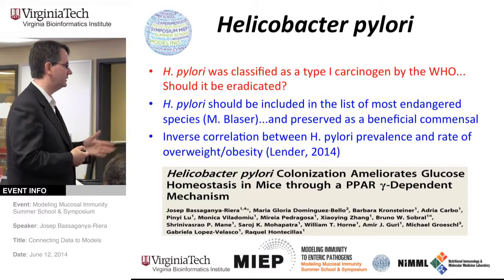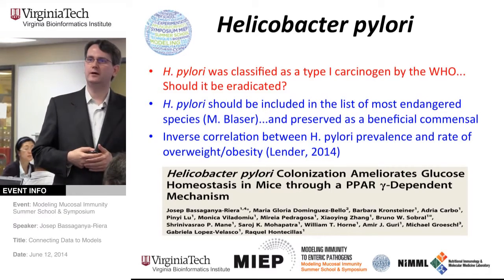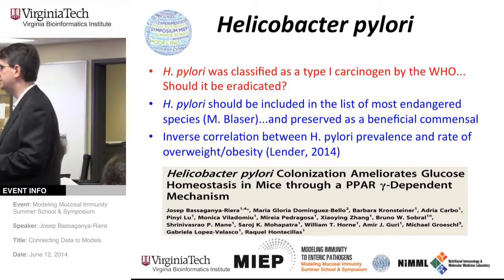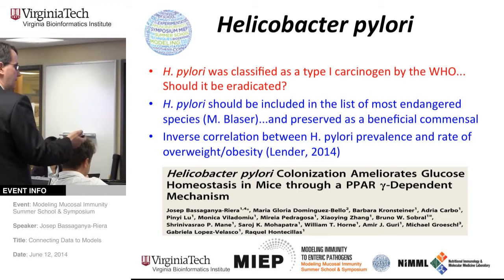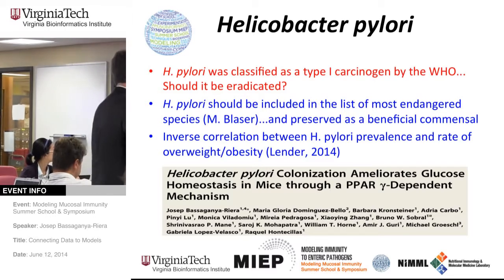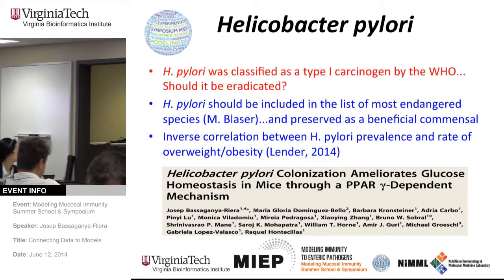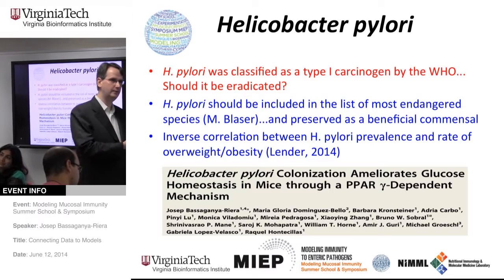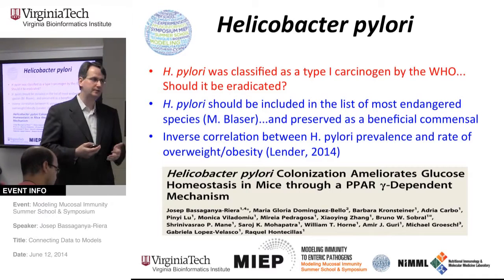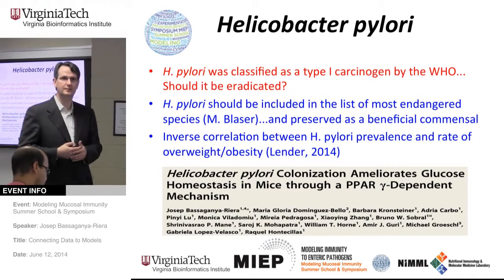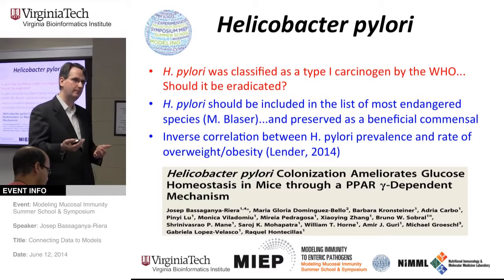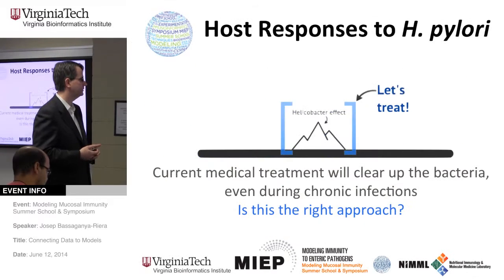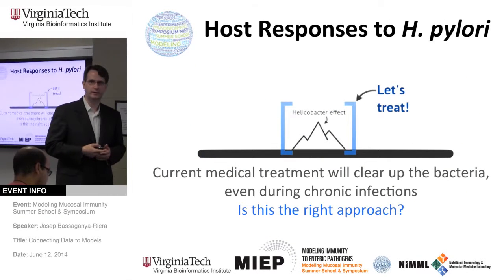And Adri alluded to a study that we conducted in mice showing that H. pylori colonization ameliorates glucose homeostasis through a PPAR gamma dependent mechanism. So H. pylori, particularly a type A negative strain, exerted beneficial effects. Obviously H. pylori has some very detrimental effects linked to gastric cancer and lymphoma, and has some potential beneficial effects. So what's going on? How do we understand this complex relationship between the host and the bacterium?